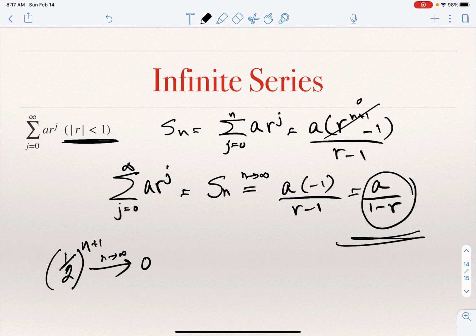And this is one of the important things. We use it twice here: the fact that r is smaller than 1 allows me to say that r^(n+1) converges to 0, and r smaller than 1 means r cannot be 1, which means 1 minus r is not 0. So this is a well-defined answer.